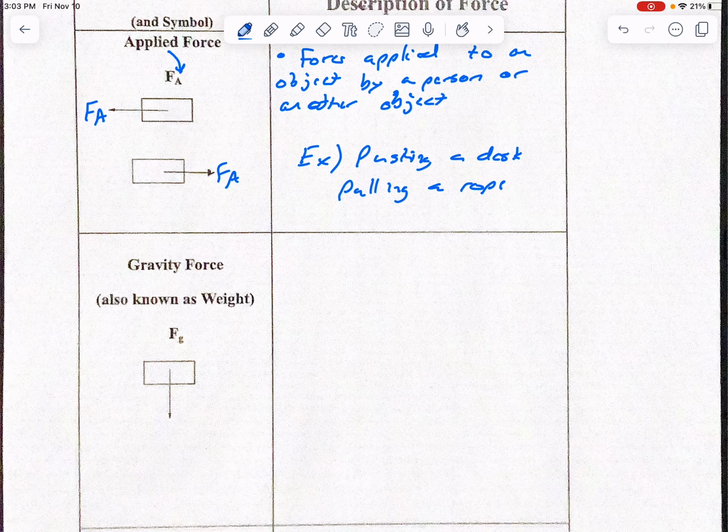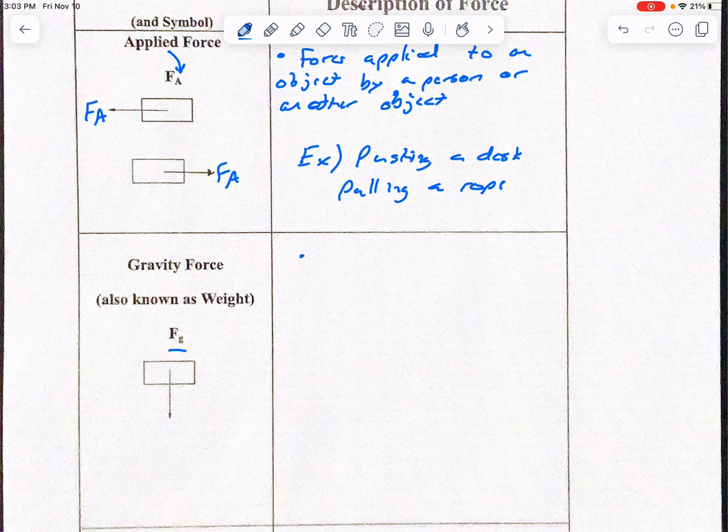So next one is going to be gravitational force or gravity force. That's going to be characterized by Fg. That is also known as weight. Weight is actually your mass times gravity, which is in newtons. Now you're not going to see it in newtons on your scale and stuff. It's been converted to pounds in that case. But gravity force is the weight of an object.